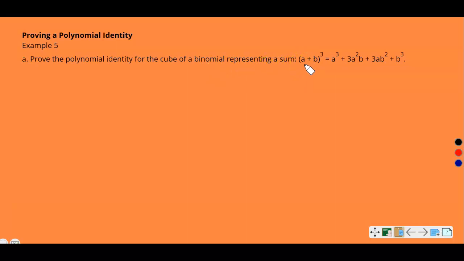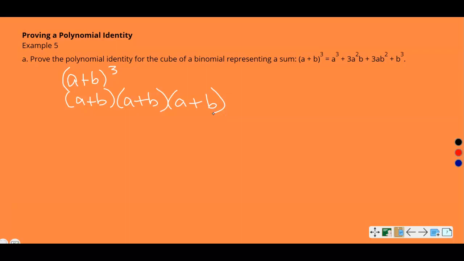So we have a plus b quantity cubed, and it says it equals a cubed plus 3a squared b plus 3ab squared plus b cubed. So how do we prove this? So let's take a plus b cubed, and we're going to write it as a plus b times a plus b times a plus b.